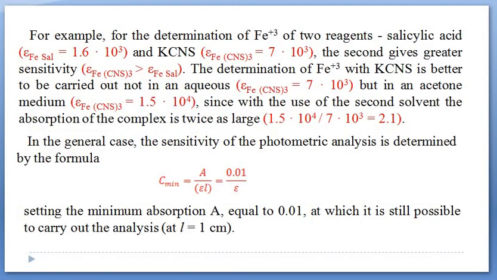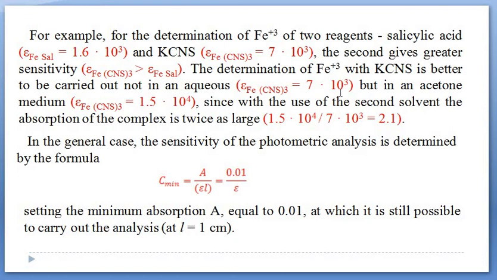For example, for determination of iron 3+ there are two reagents. Salicylic acid, for which the value of ε is equal to 1.6 multiplied by 10^3, and potassium rhodanide, for which the value is equal to 7 multiplied by 10^3. The second gives greater sensitivity.